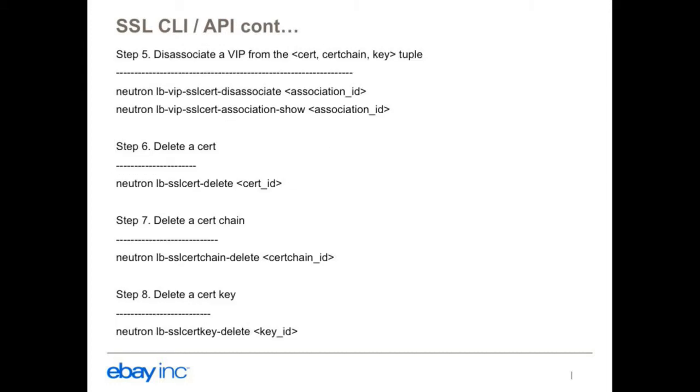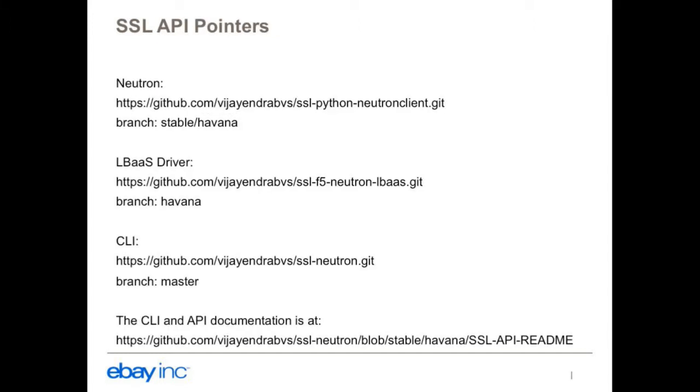For tearing it down, you first need to disassociate it from the VIP. Once it is disassociated, and if the cert is no longer used, you can call the SSL cert delete API. If the cert is being used, it will perform validation and deny deletion. The same thing goes with cert chain and the key. So here are the pointers. You can refer to these links. Everything is open source. We have proposed it back to the community for backporting. So if you're running Havana or Icehouse and you need SSL API support, you can backport it. Feel free to. And there is documentation you can refer to.